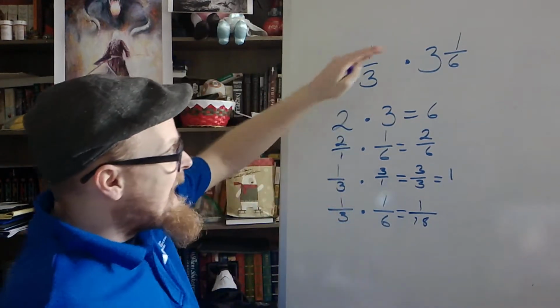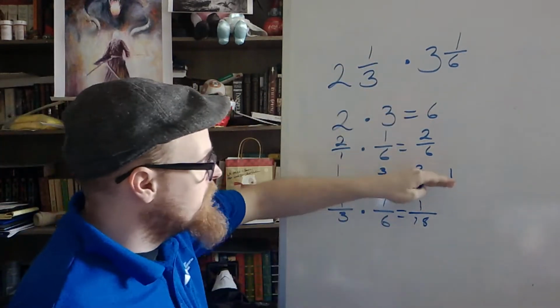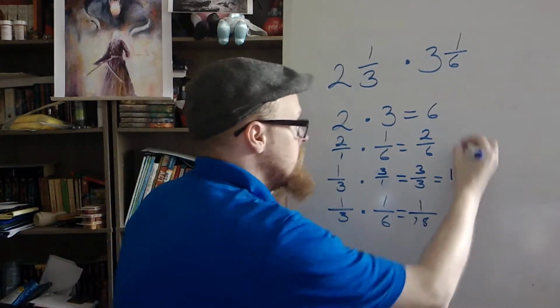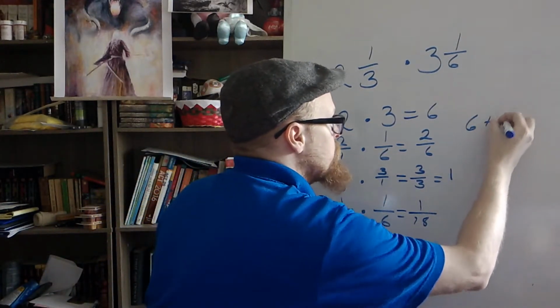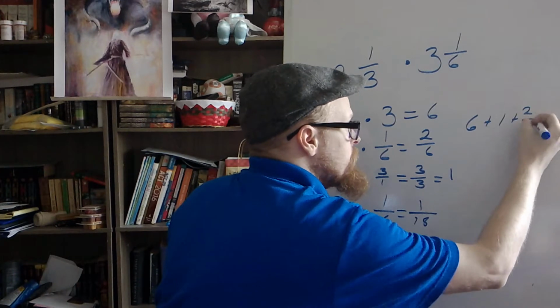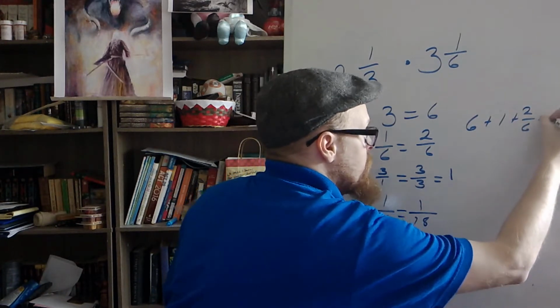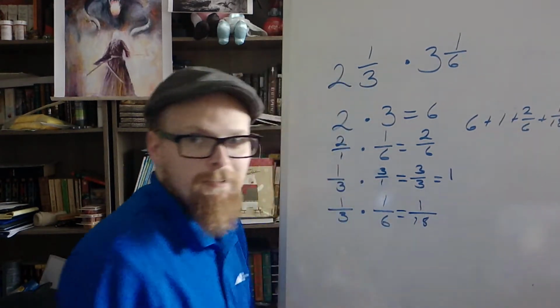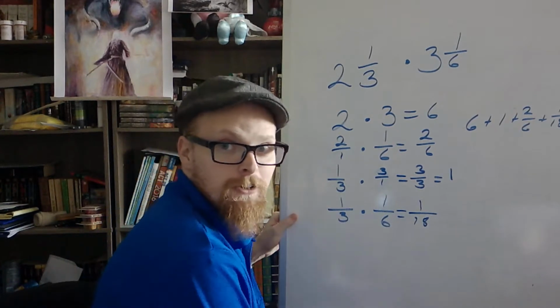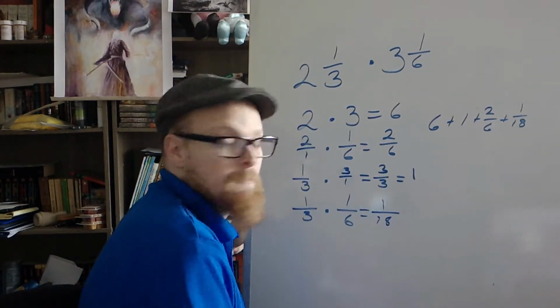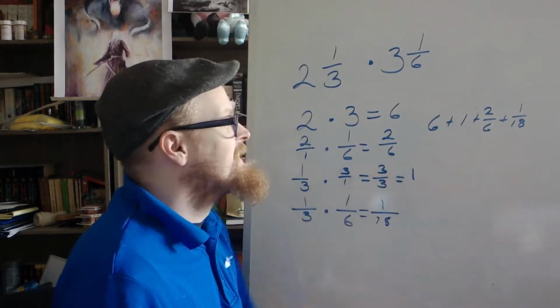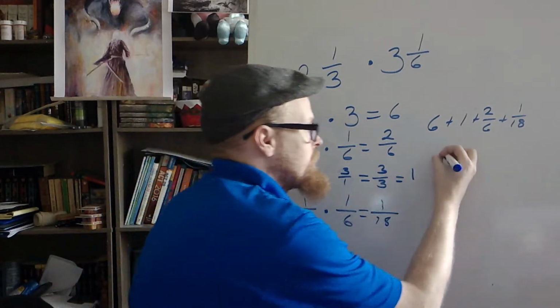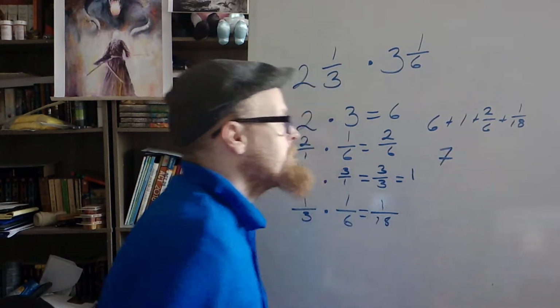Now I have to add these things together. 6 plus 1 is easy, right? 6 plus 1 plus 2/6 plus 1/18. It's a little hard for you guys to see. Let me move this over a little bit. It's 1/18, alright? So these two are easy. 6 plus 1 is 7.